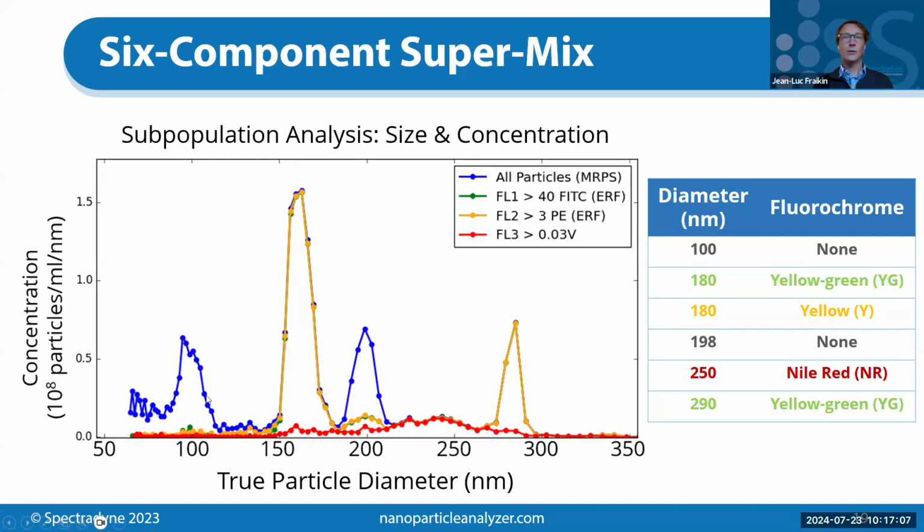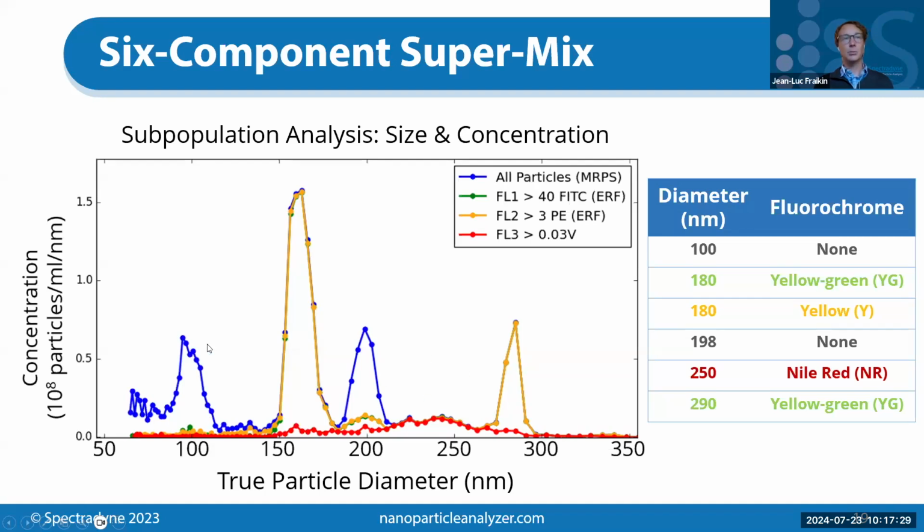So there are a few different things to notice here. First of all, we can resolve all the different size components. These are the 100s, these are the 180s in the sample, there are 200s, and there's a broad distribution of 250s, and then these are the 290s, okay? And each distribution is color-coded to show what population in the sample is being shown.